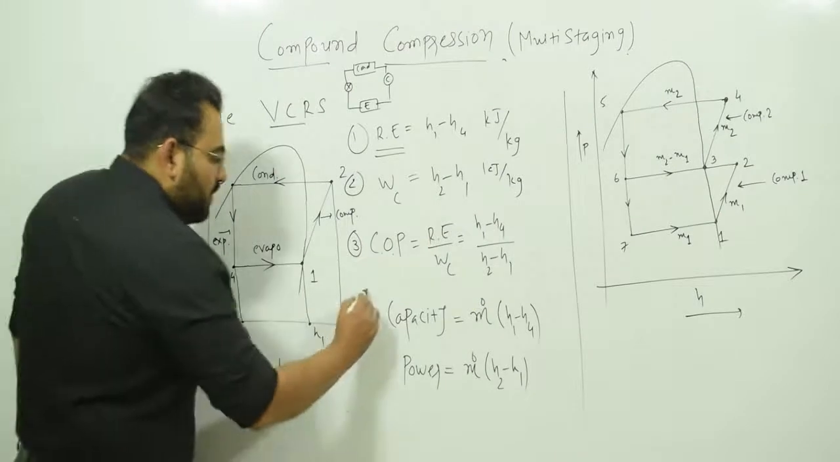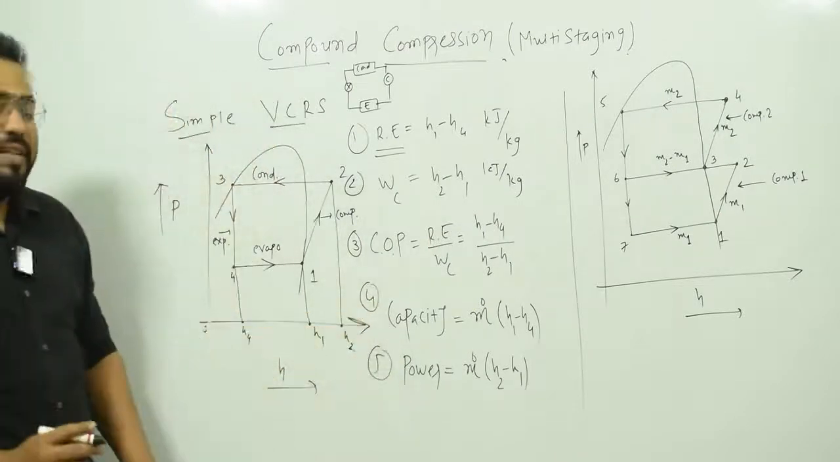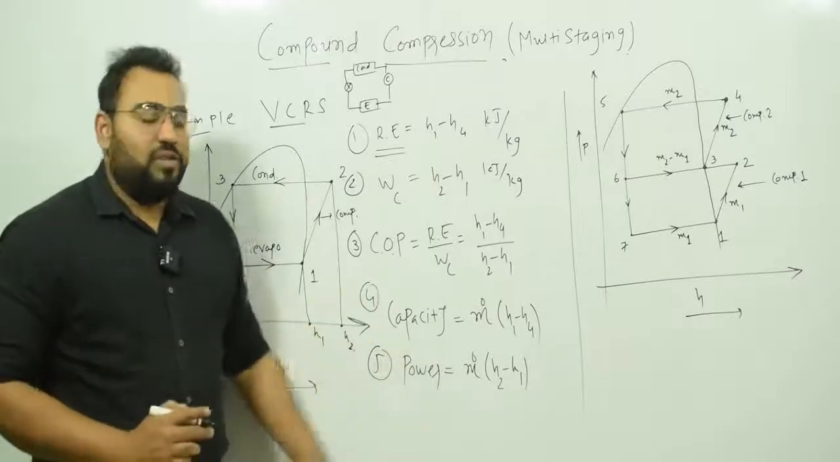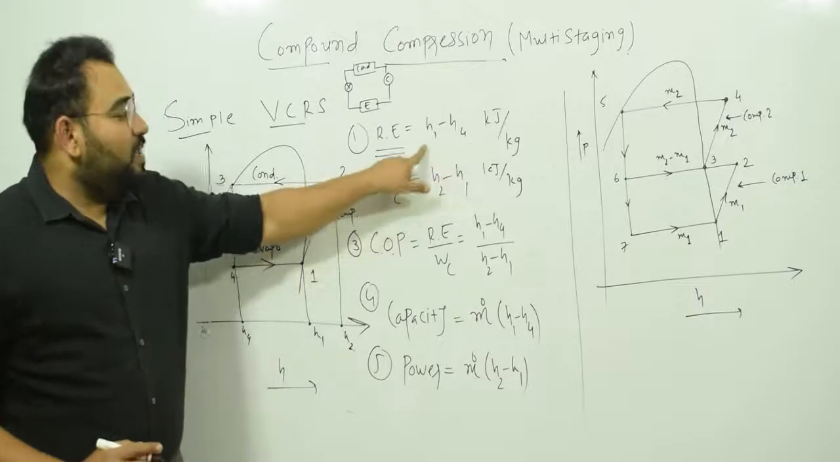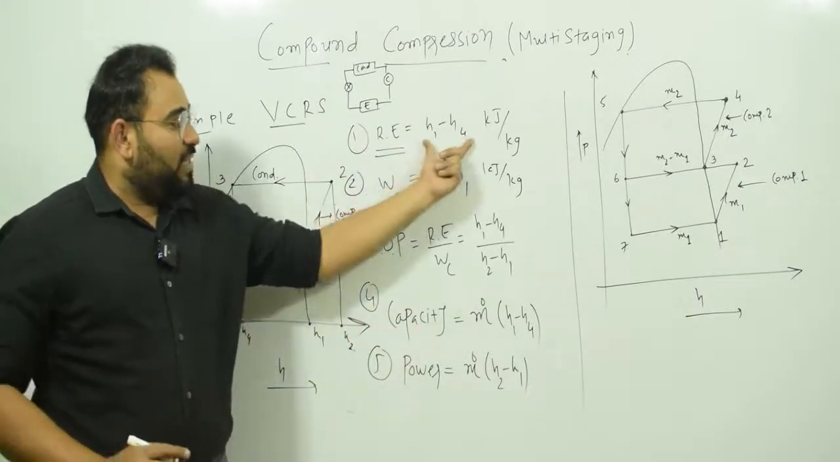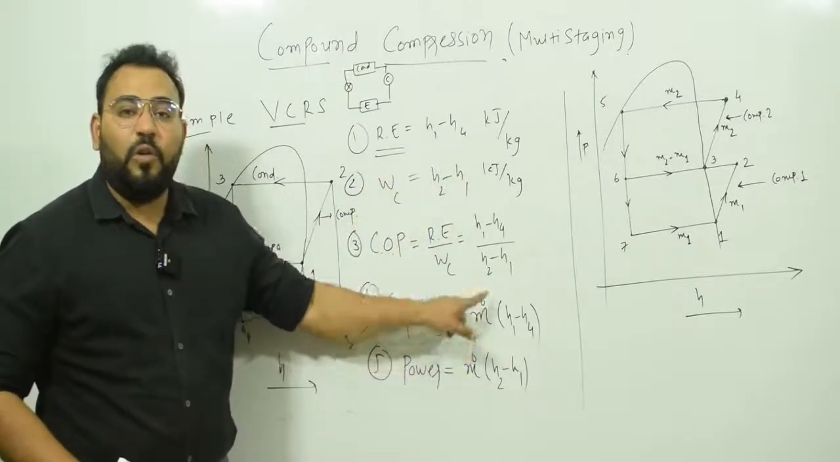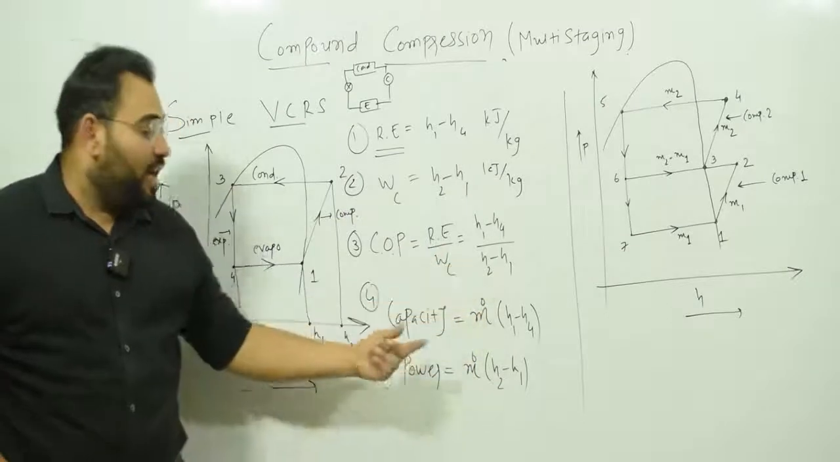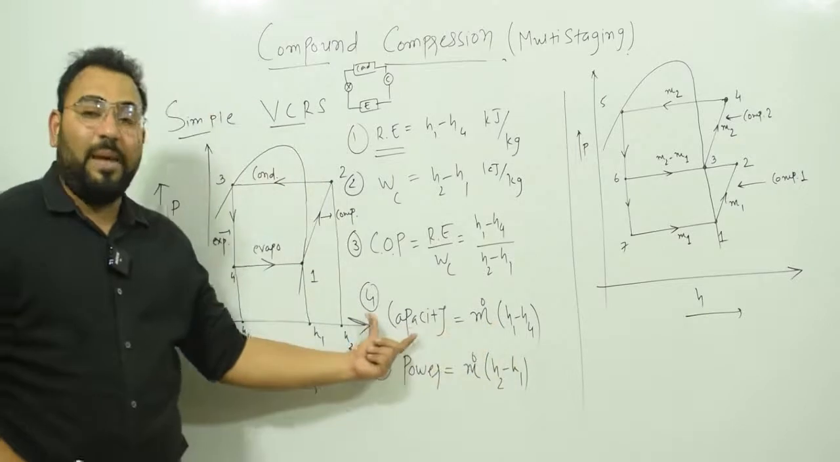Now the fourth equation, fifth equation. In the fourth equation, if someone says find out the capacity of refrigerant, so capacity is nothing but, if you multiply refrigerating effect with the mass flow rate of refrigerant, it will become capacity. So here you can say H1 minus H4, multiplied with the mass flow rate of refrigerant, m dot, that is mass flow rate of refrigerant in kg per second. So H1 minus H4 multiplied by mass flow rate of refrigerant will become capacity.